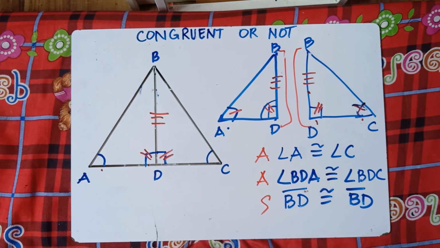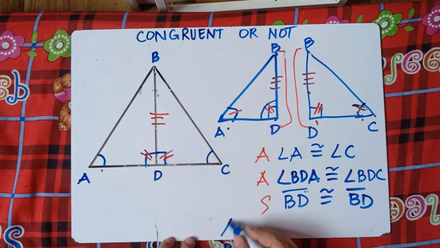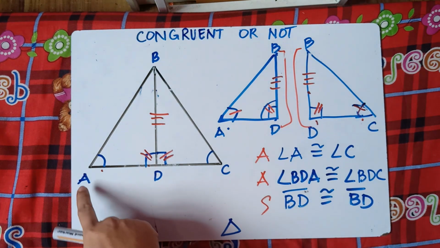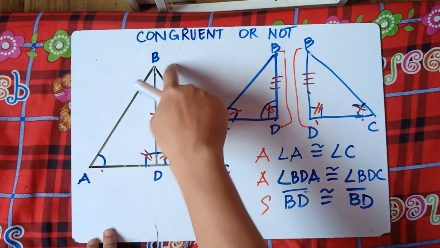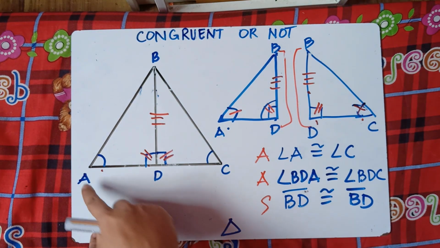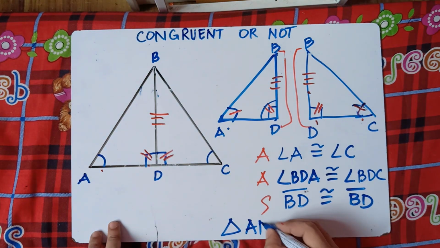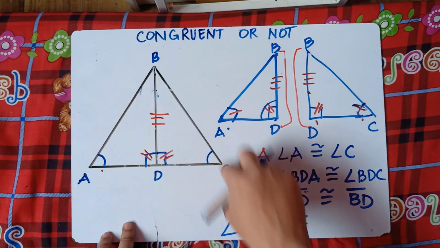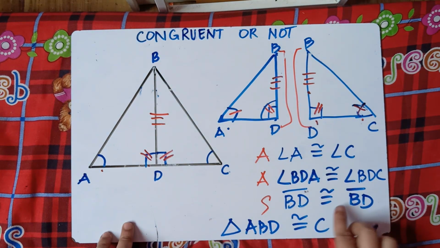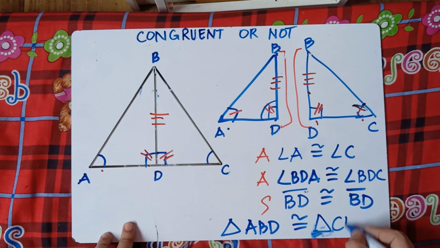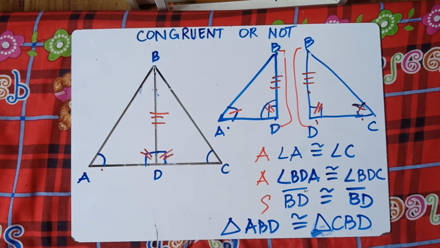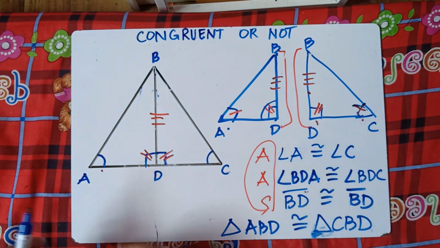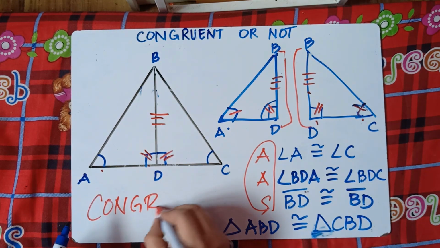So therefore, we can conclude that triangle ABD, or it depends on your class. If you read it ADB, you also read it CDB. It should be symmetrical, so I will read it ABD. Triangle ABD is congruent to triangle CBD. Alright, so that's it. Are they congruent? Yes, according to the AAS postulate. So they are congruent.